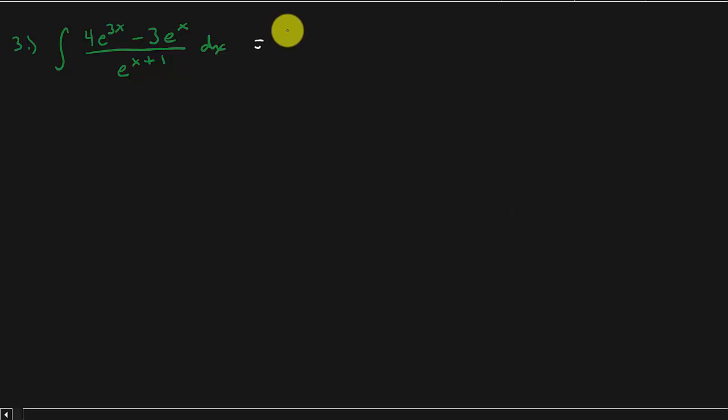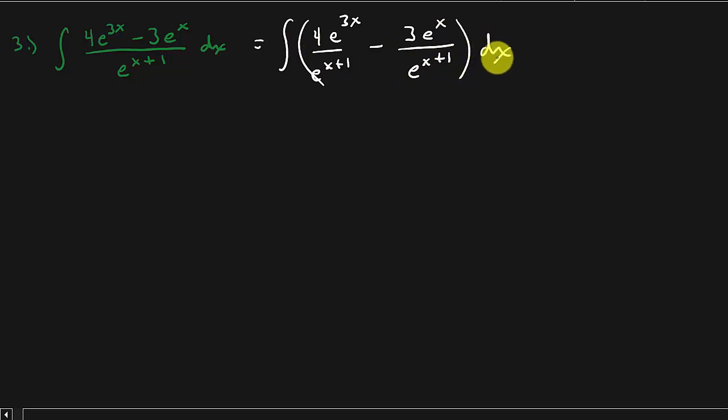So maybe I'm going to rewrite this as 4e to the 3x over e to the x plus 1, minus 3e to the x over e to the x plus 1 dx. All right. Now, for this term, we still have an e in the numerator and e in the denominator, and same thing over here. So we need to see if we can simplify that even more.